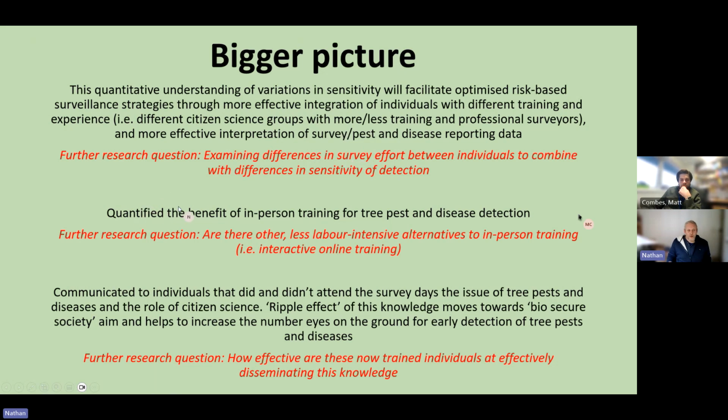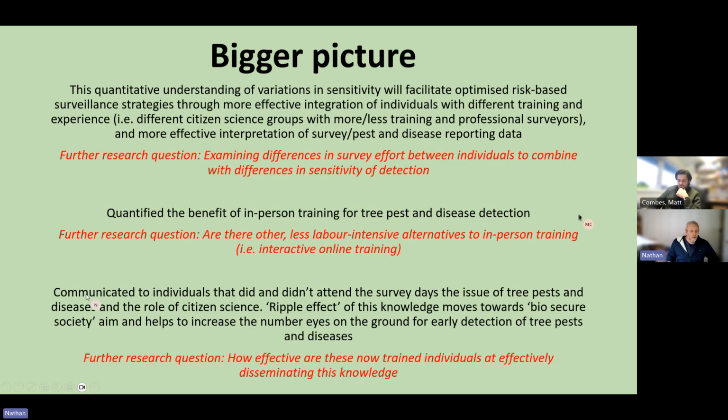We feel we've quantified the benefit of in-person training. So this is something Observatory does. For these 200 people or so who are signed up, there's lots of in-person training and a real strong focus. And we've shown that with that kind of in-person training, people are performing better. We've got some future research questions as well. How do we do this for a larger audience? Are there other alternative types of training, online interactive training, or working with groups to cascade information through wider networks?